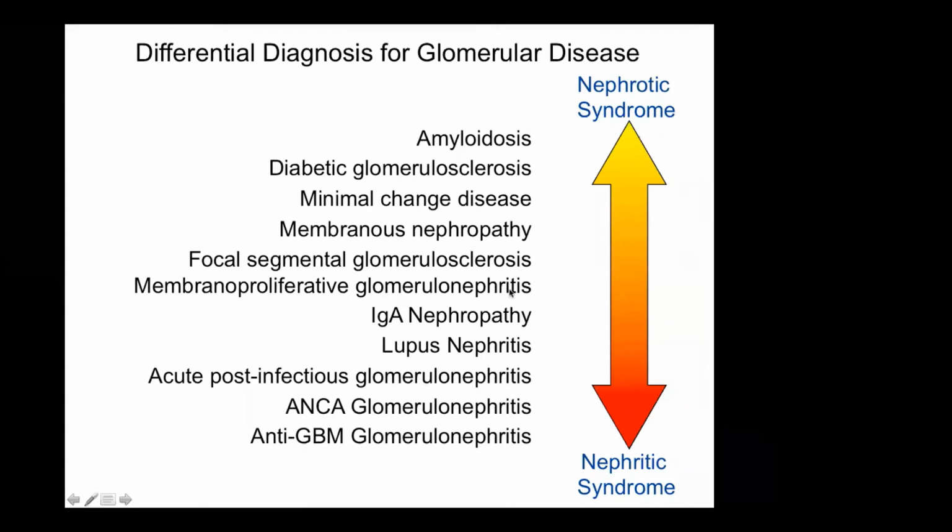So membranoproliferative glomerulonephritis can present as nephrotic syndrome. But for example, amyloidosis almost always presents with nephrotic syndrome. Diabetic glomerulosclerosis almost always presents with nephrotic syndrome. Minimal change disease, okay, the more we go towards the center, the more the line becomes blurred. IgA nephropathy is closer to giving us nephritic syndrome, but it can be accompanied by some proteinuria.